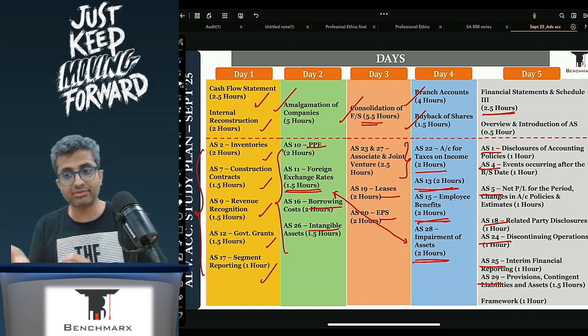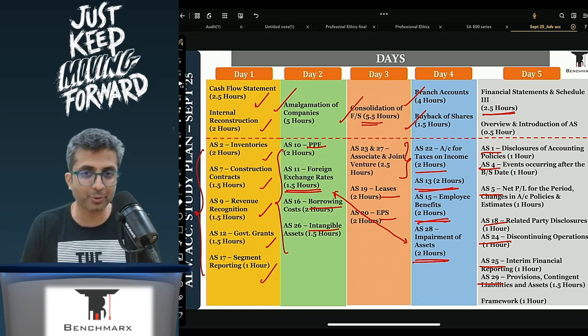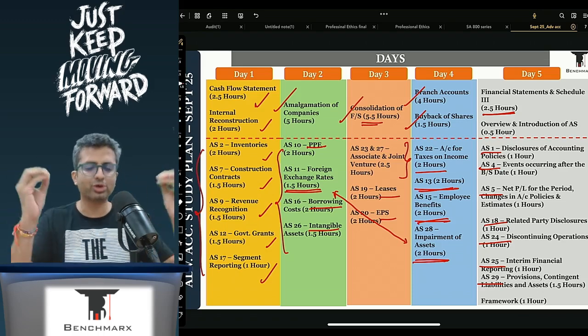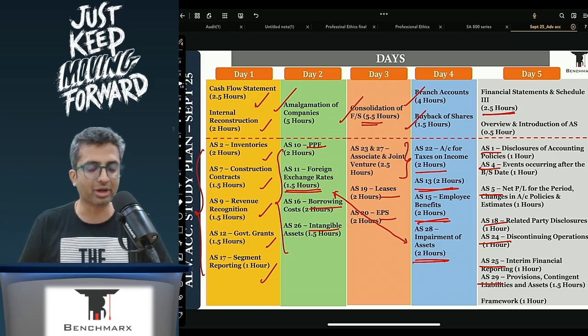In any case, the way of solving is entirely on you. As long as you complete the paper, give your best shot, and I'm sure you have prepared well, and you're going to get your results.